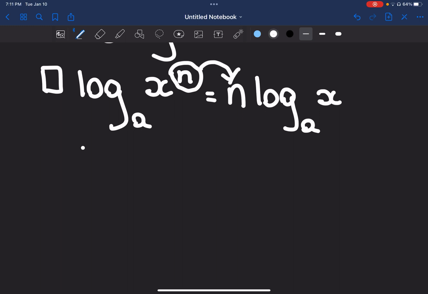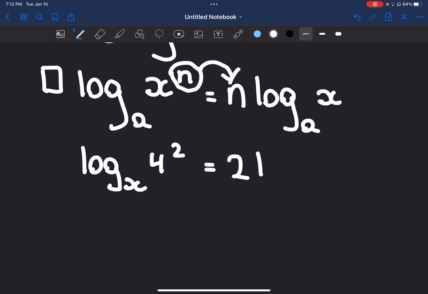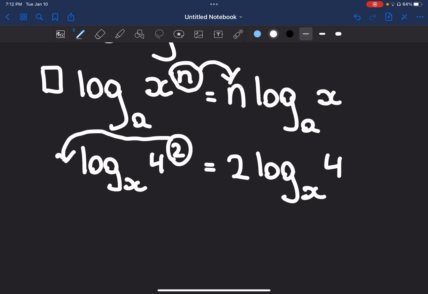So let's say we had log base x of 4 squared. This would be equal to 2 log base x of 4. We just brought the 2 and put it in front. And we're allowed to do that with logs, right? Very fun little thing.